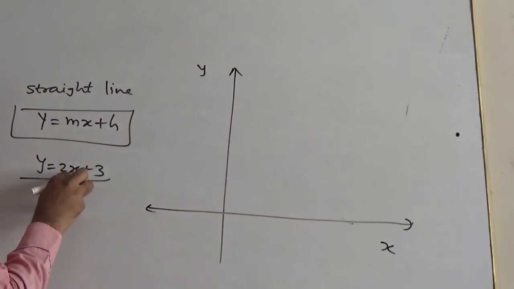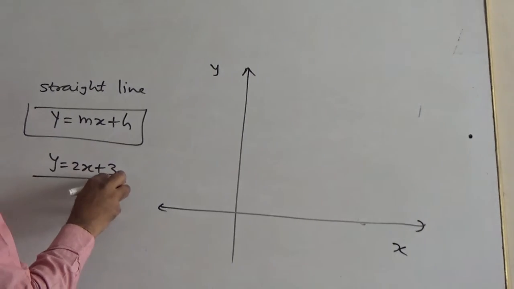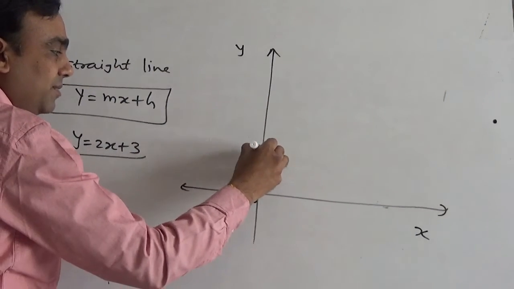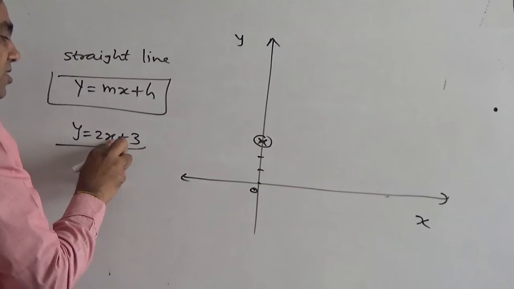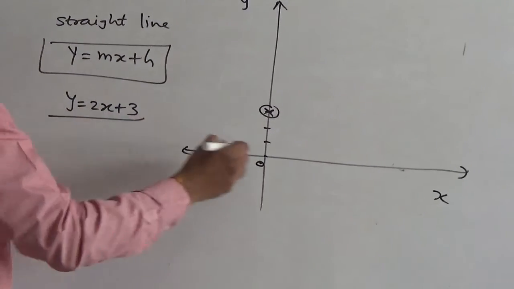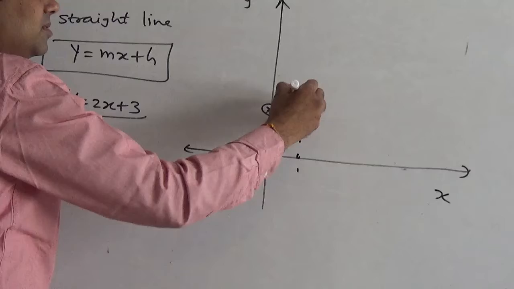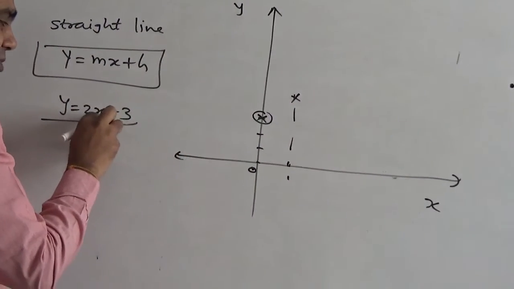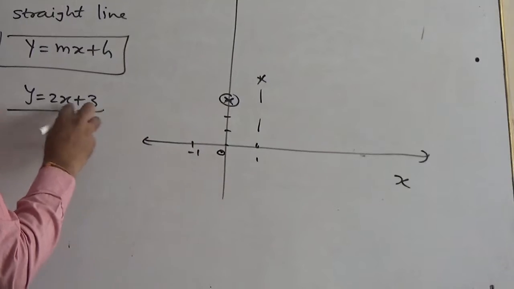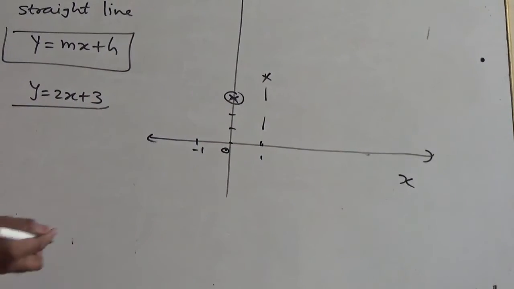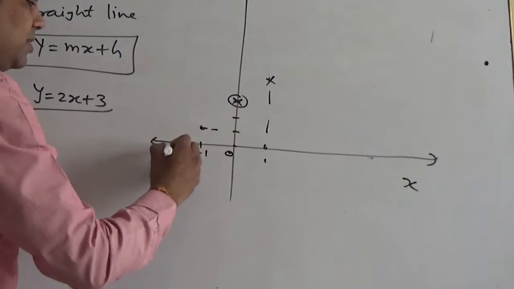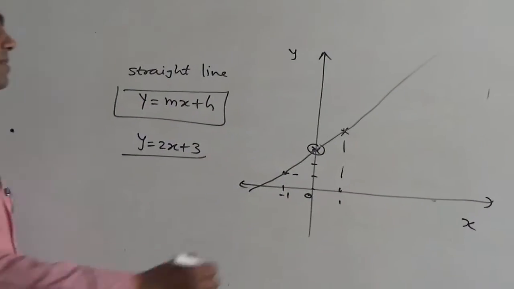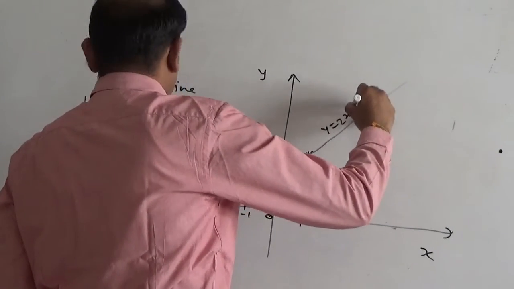If suppose I put x is equal to 0, what will I get? y is equal to 3. So for x equal to 0, I will get y is equal to 3. I will get this point. If suppose x is equal to 1, what will be y? It's 5. So we will get it here. For x is equal to -1, what will y be? y will be 1. So here I will get the point. So I will just join these points and I will get the graph of the straight line. This is y is equal to 2x plus 3.